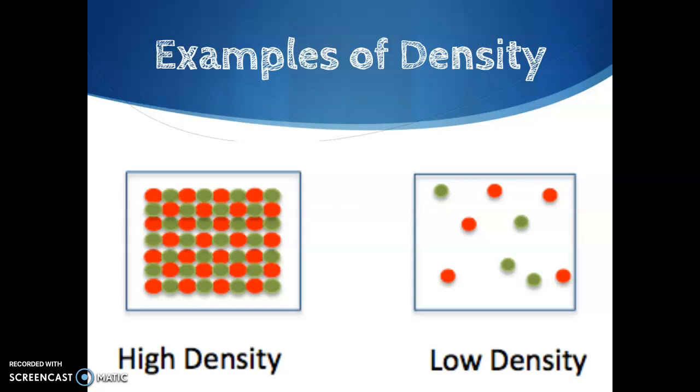And you guys can't see it, but I'm doing air quotes around stuff. Okay, so more stuff in the space, higher density. Less stuff in the space, lower density.